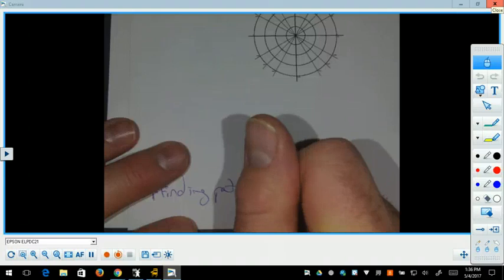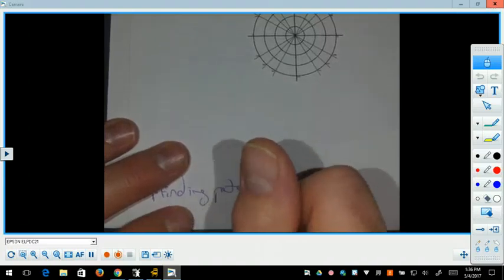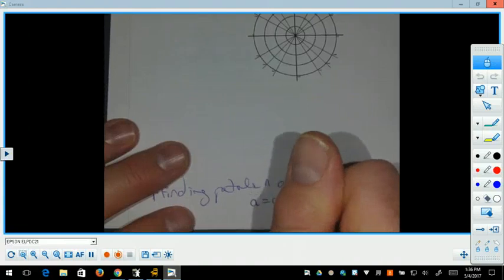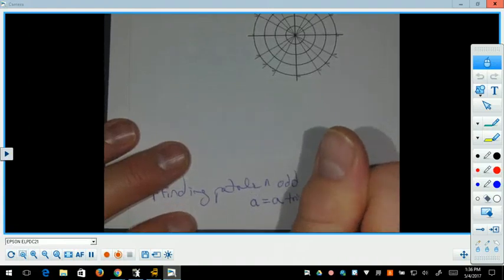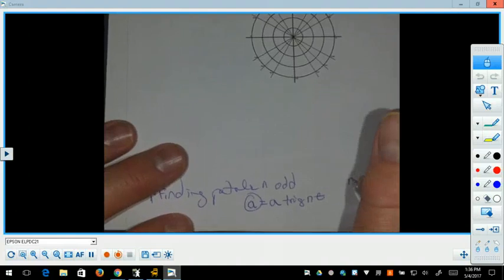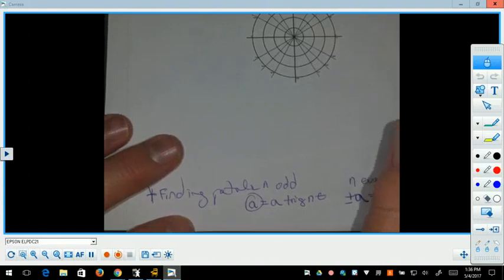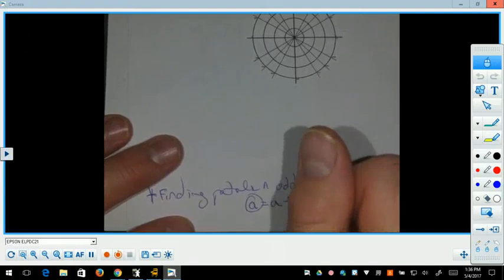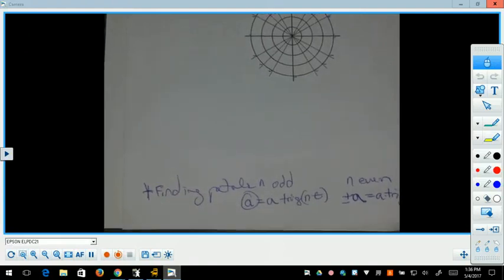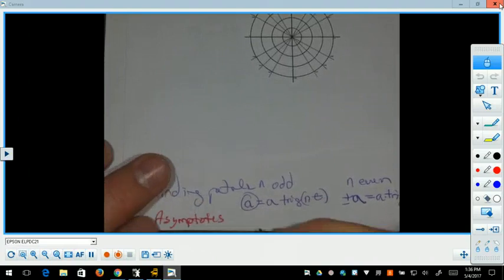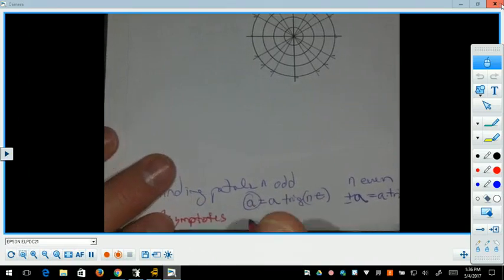If n is odd, then you're going to set a equal to a trig function of theta. If n is even, then you're going to do plus or minus a equals a times trig of n times theta. That's going to be finding the petals. To find the asymptotes, we're not going to set it equal to a, we're going to set it equal to 0 and solve.